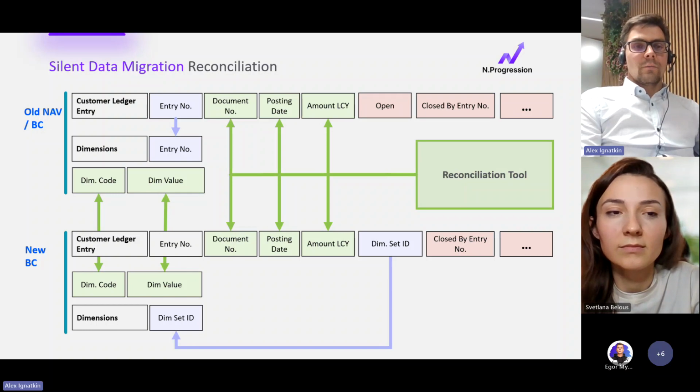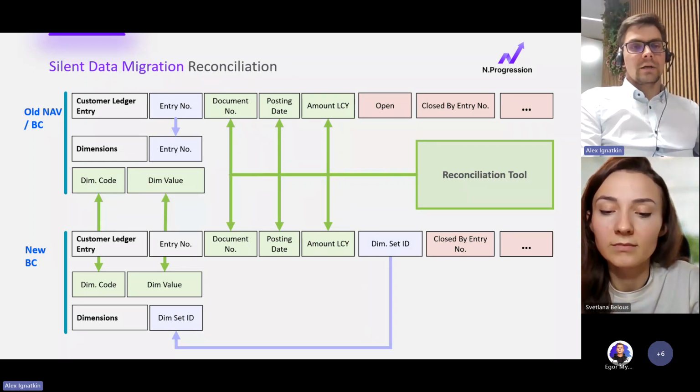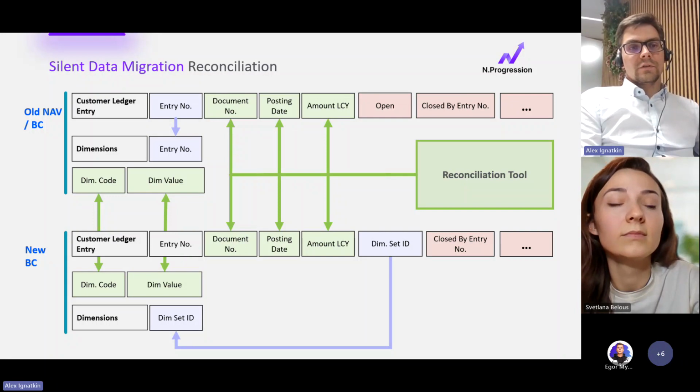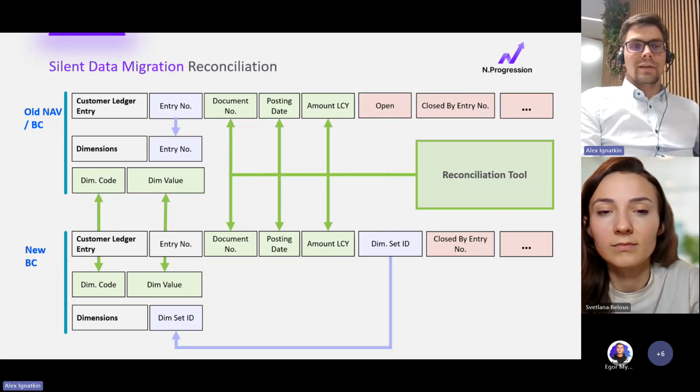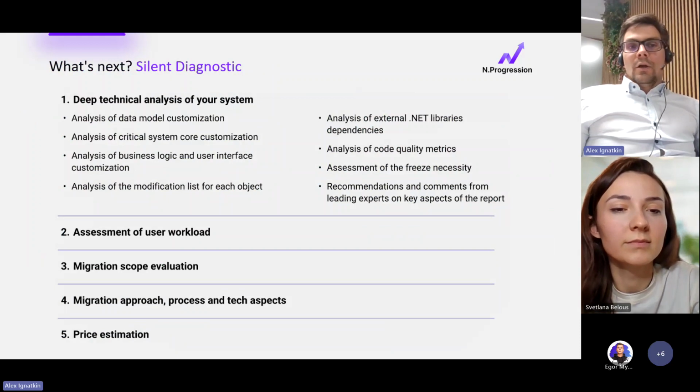So this is a pre-configured tool which knows how we need to provide a reconciliation. So we have a list of available fields which we need to reconcile, and this tool has pre-configured links with related data like dimensions. So what's the main idea here?